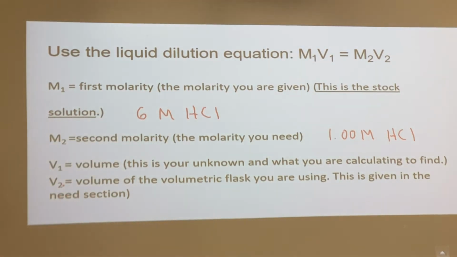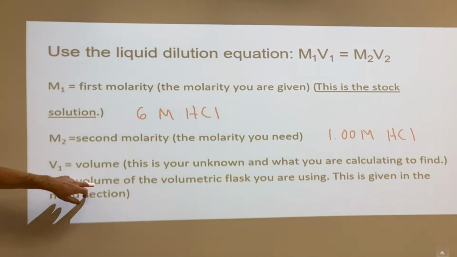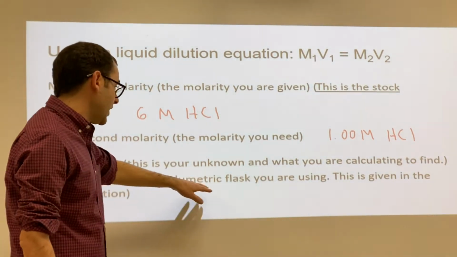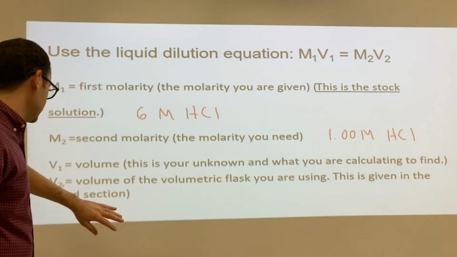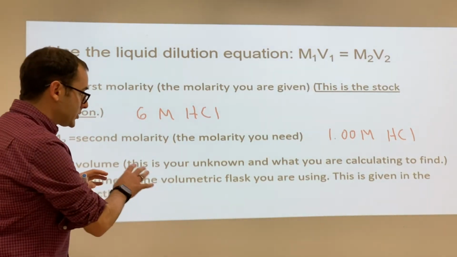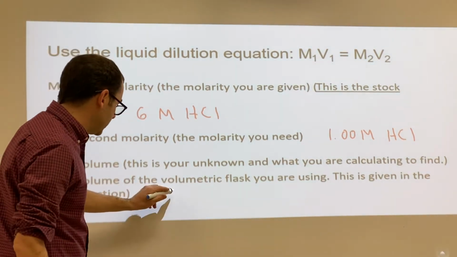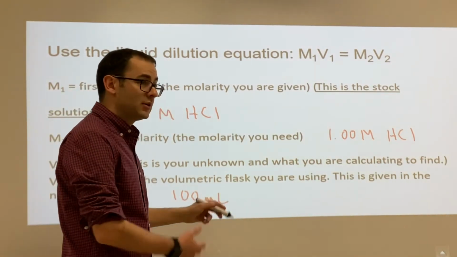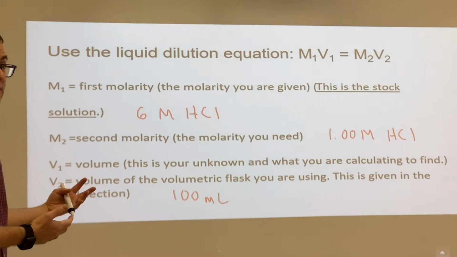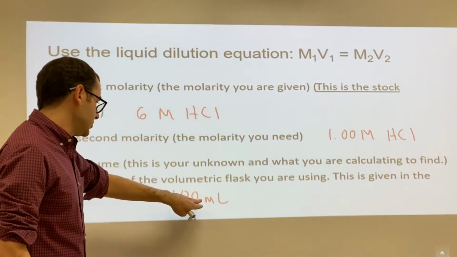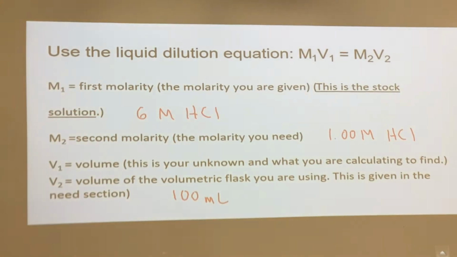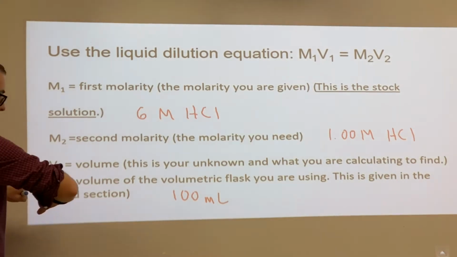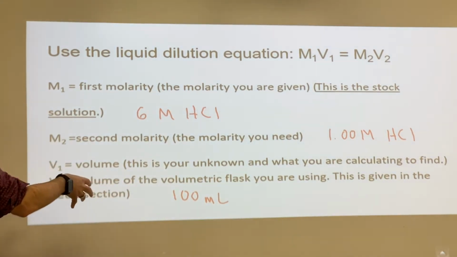Well, you can decide how much you're going to get at the end, just like when we were making solutions. Well, it just kind of depends. So for volume 2, this is the volume of the volumetric flask you're using. This is given in the need section, all right? So for example, we used 100 milliliter volumetric flasks last time in lab, right? So we'll probably do the same thing. Remember, these have 2 decimal places of sig figs when we're using them. So this is kind of like what you're using from your equipment or you're being told in the lab.